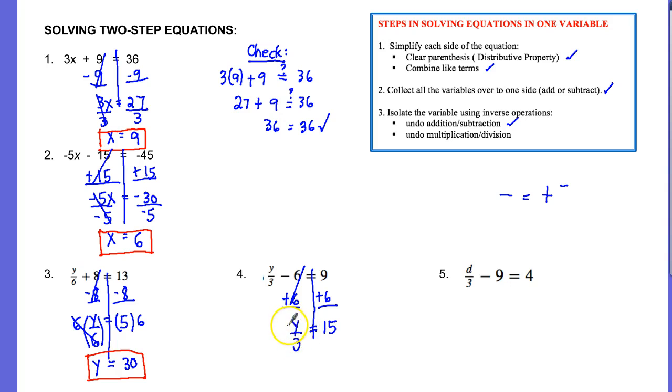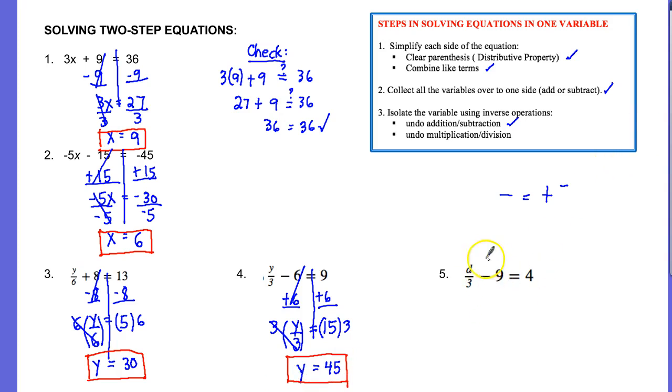Again, this is y over 3, which is the same as y divided by 3. So you will multiply both sides by 3. So you will undo the division. So 3 divided by 3, that's just 1. On the left side, you have y. On the right side, you have 15 times 3, which is 45. So y equals 45. That's right.